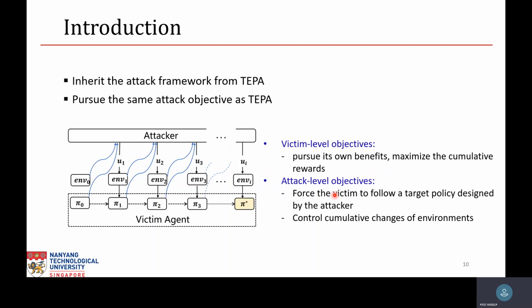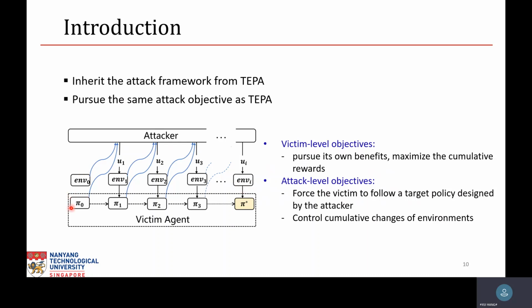But for the attacker-level RL agent, its objective can be summarized as two parts. The first one is that it wants the victim agent to learn a target policy, which is designed by the attacker. The other is that it wants to control the cumulative changes of the environment in order to avoid being detected.